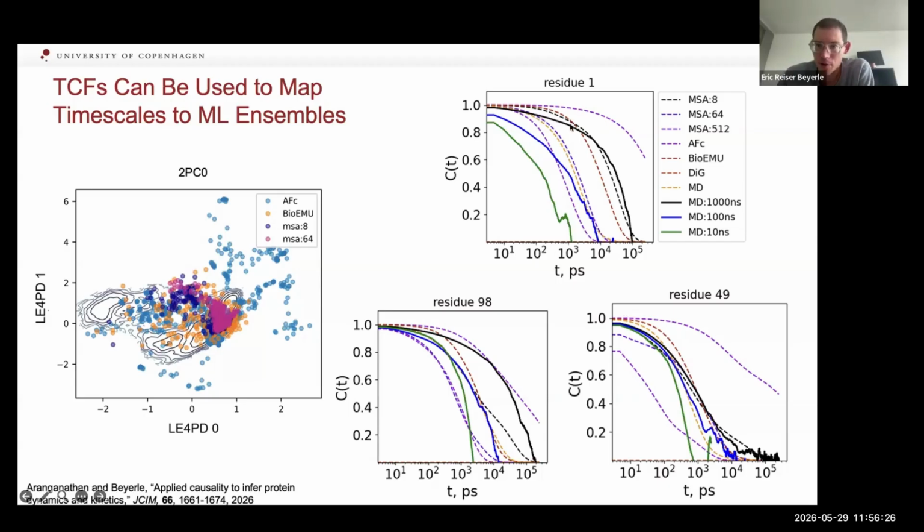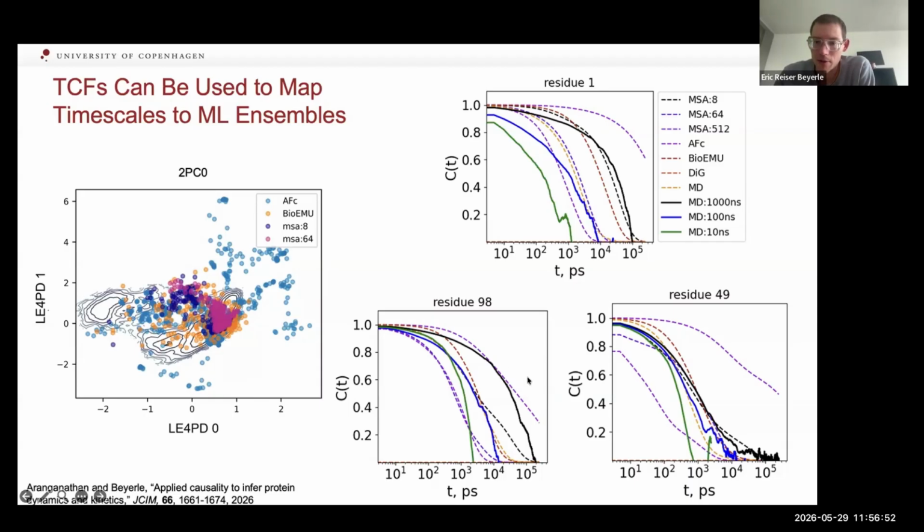For example, for this first residue, the time correlation function from the 1 microsecond MD is fairly well approximated by, for example, AlphaFold 2 with MSA depth of 8, right? So that indicates that for residue 1, this ensemble generated by AlphaFold 2 at an MSA depth of 8 is quite good at approximating microsecond dynamics that are seen from MD.